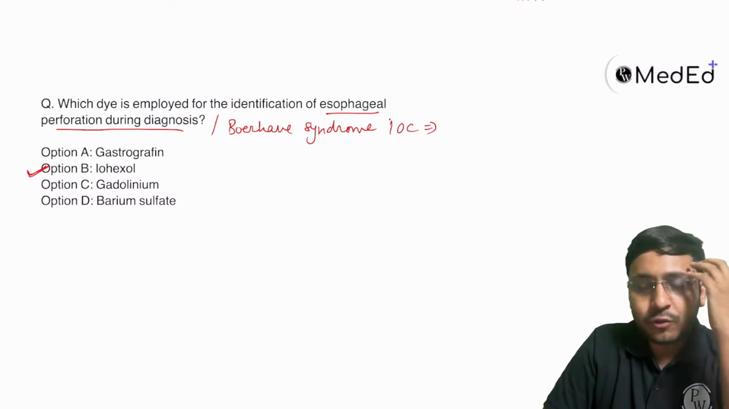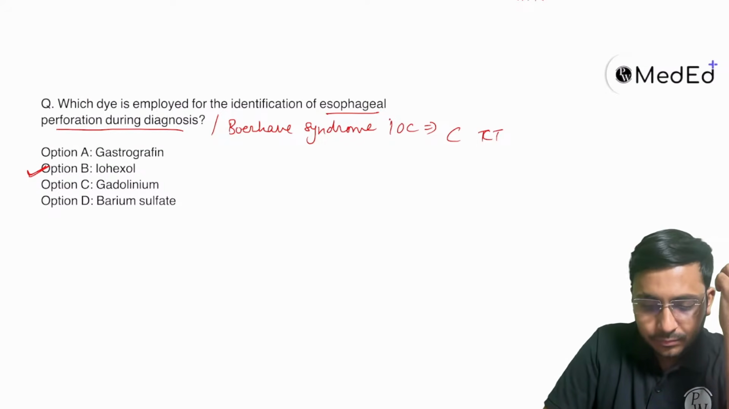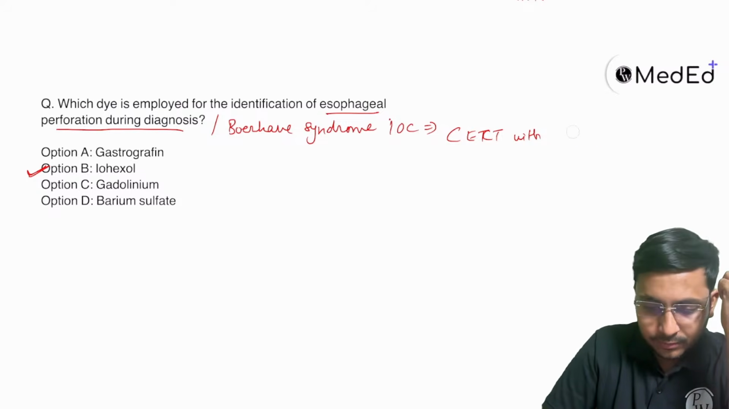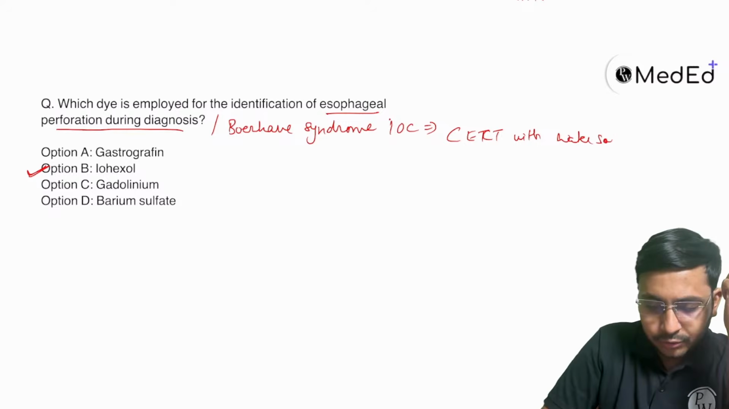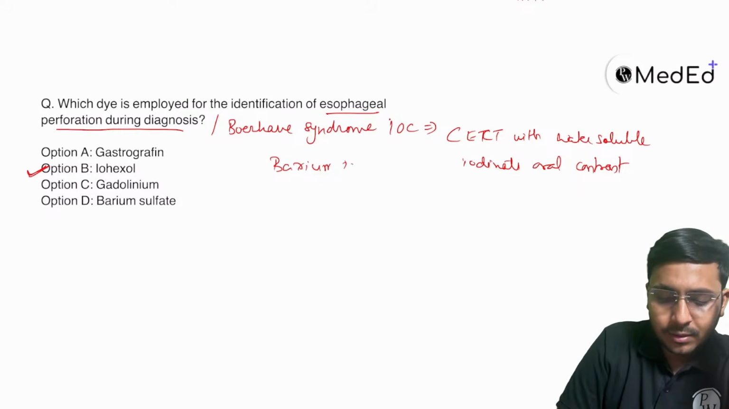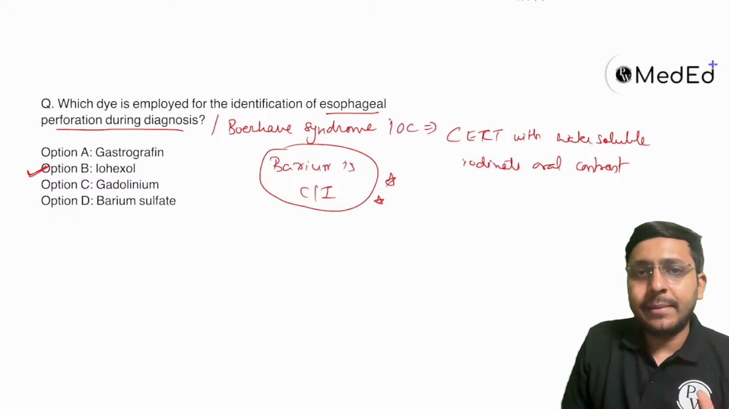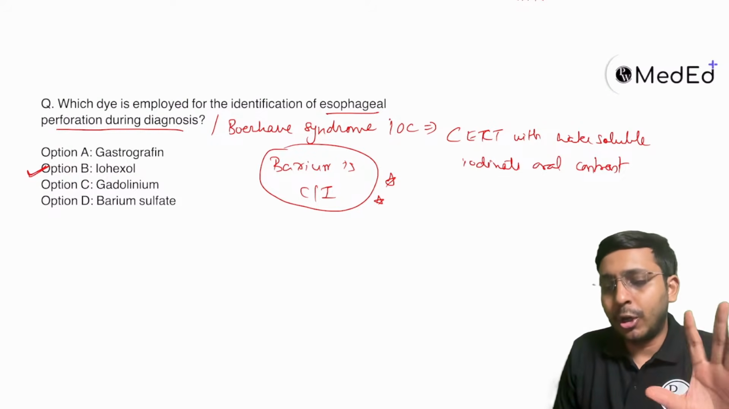So for Boerhaave's syndrome, the investigation of choice will be CECT with iodinated or water soluble oral contrast. Basically barium is contraindicated. This is a very important point. Any perforation, bowel perforation, esophageal perforation, stomach perforation, barium is contraindicated because it is water non-soluble.